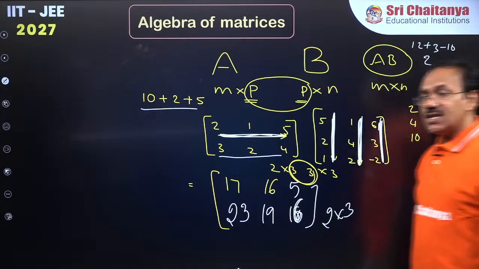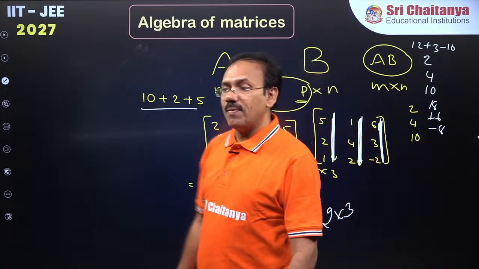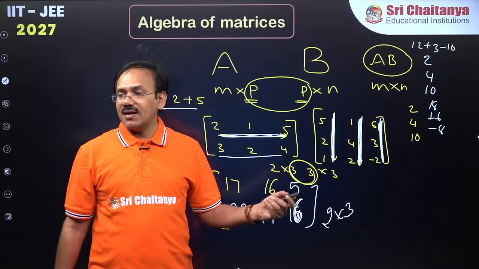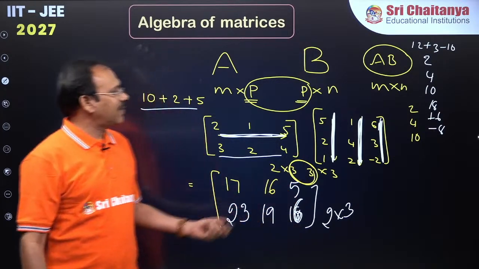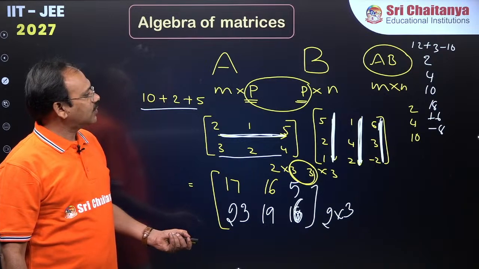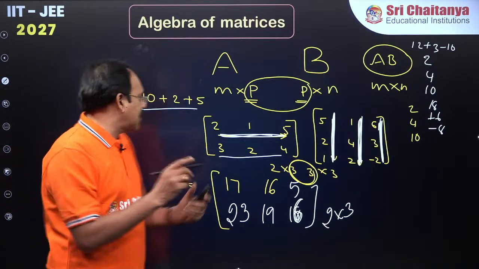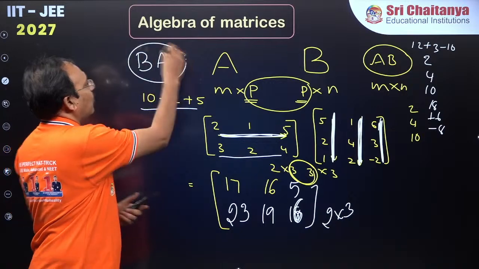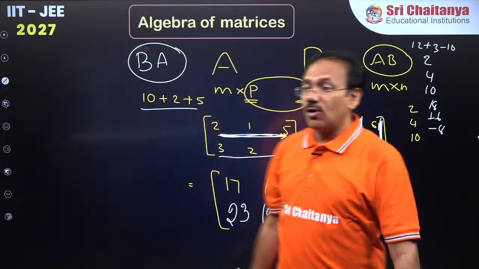So this is how we multiply two matrices. First matrix with order 2 by 3, second matrix of order 3 by 3. Just multiply like this. So, in the same example, can you tell me what about BA?